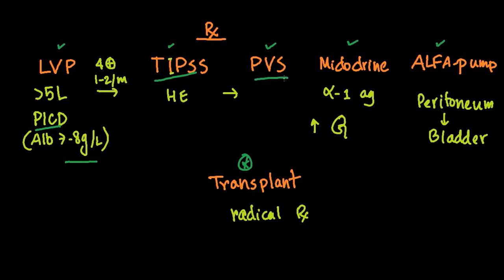Additional treatment may include midodrine, which is an alpha-1 agonist drug, and it improves renal perfusion. It causes vasoconstriction and improves renal perfusion. Alpha pump is a procedure where a subcutaneous pump takes out the fluid from ascites in the peritoneal cavity and pumps it to the urinary bladder. And obviously, if all those fail, the only option remaining will be transplant.